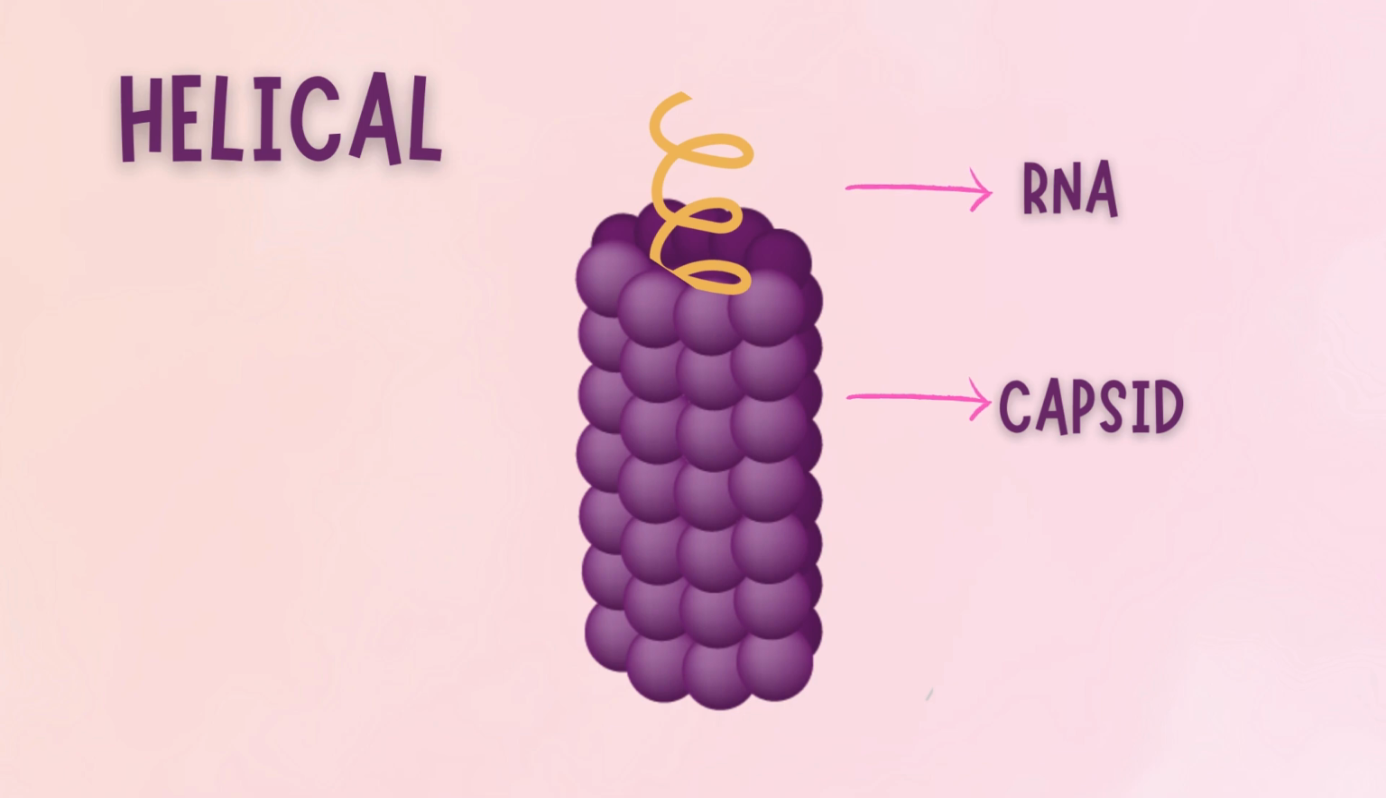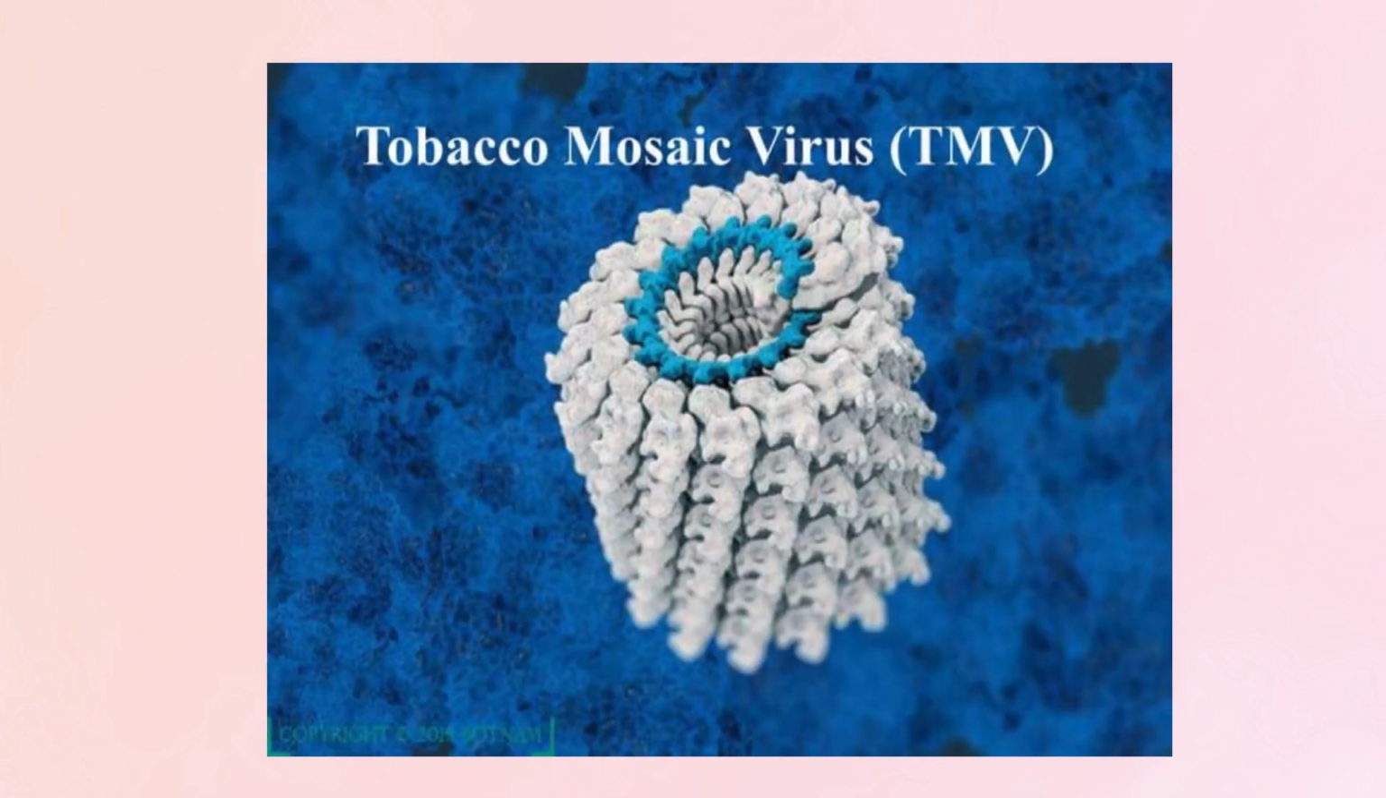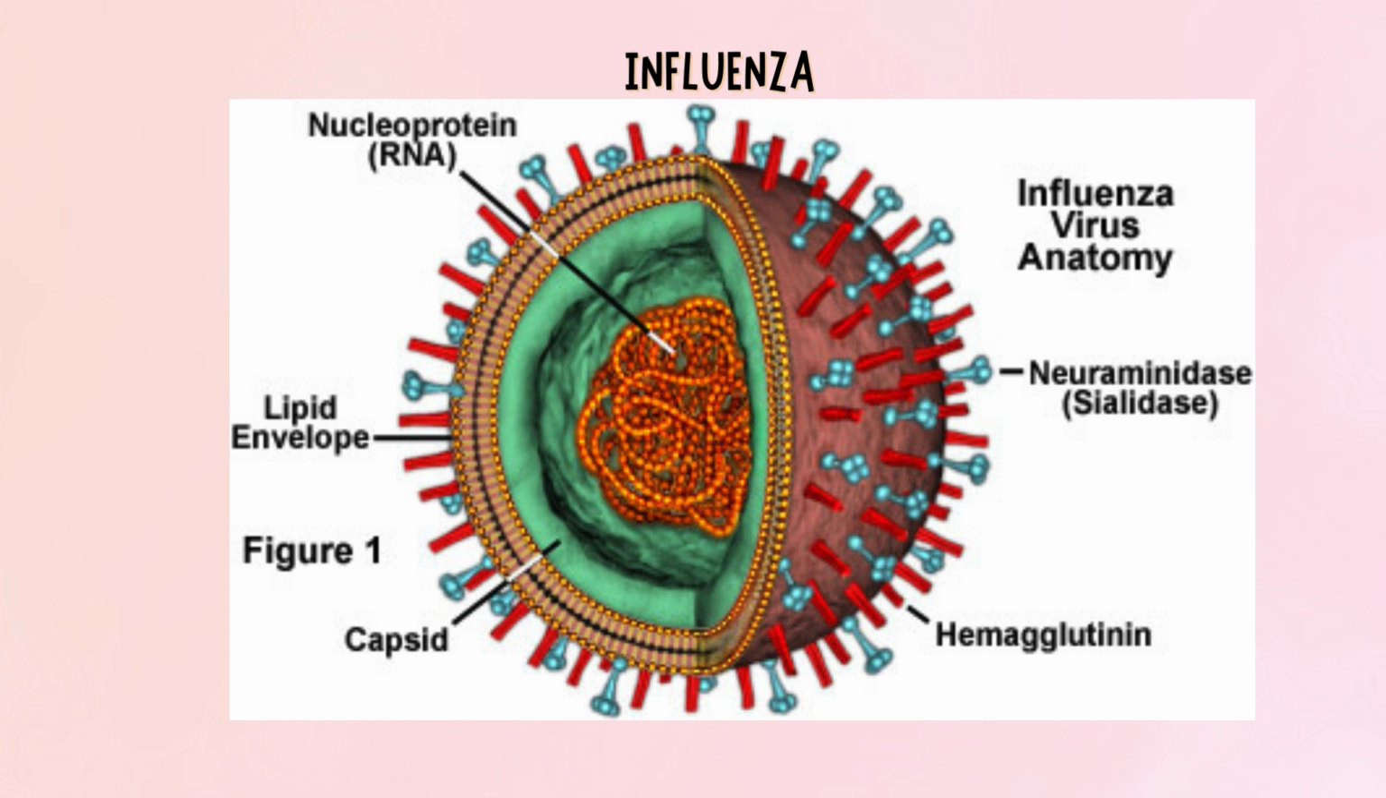A classic example of a helical virus is the tobacco mosaic virus, which infects plants. And if we talk about human viruses, the influenza virus is also a helical virus, and its genome is enclosed within a helical nucleocapsid and then surrounded by an envelope.